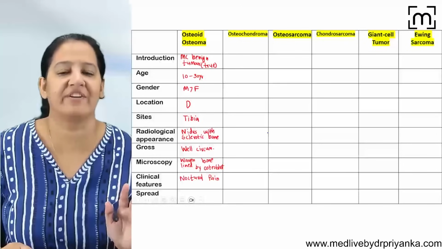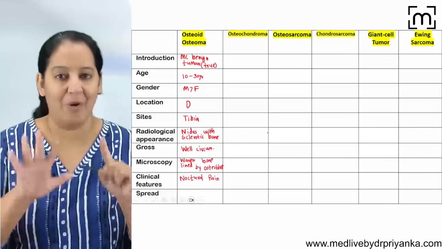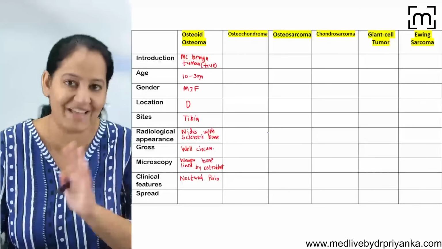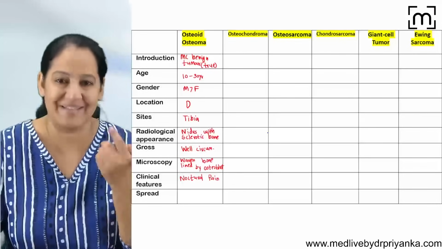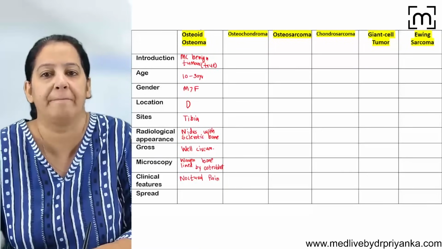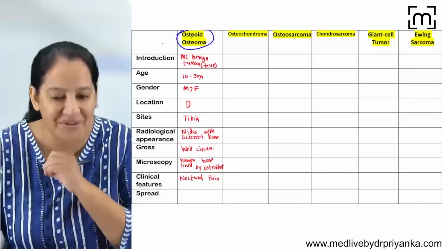Okay, so this is the clinical feature. So we are done with the first tumor. Out of 6, 1 is done, 5 more to go. Can we revise the first one and then move on to the second one? So let's revise it. We are done with the most common true benign bone tumor, osteoid osteoma.